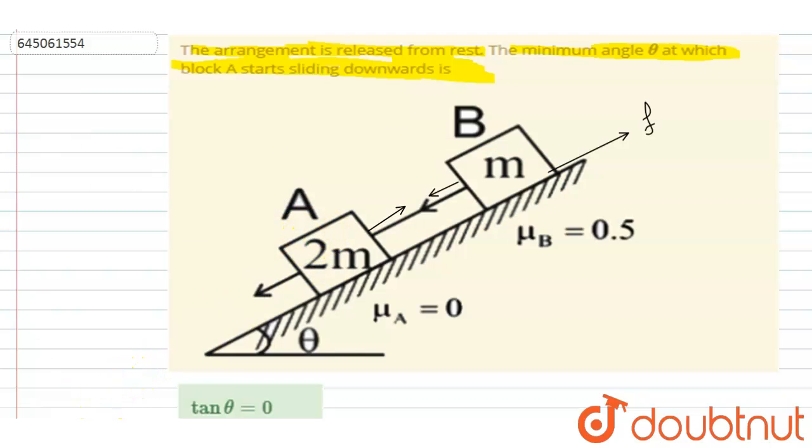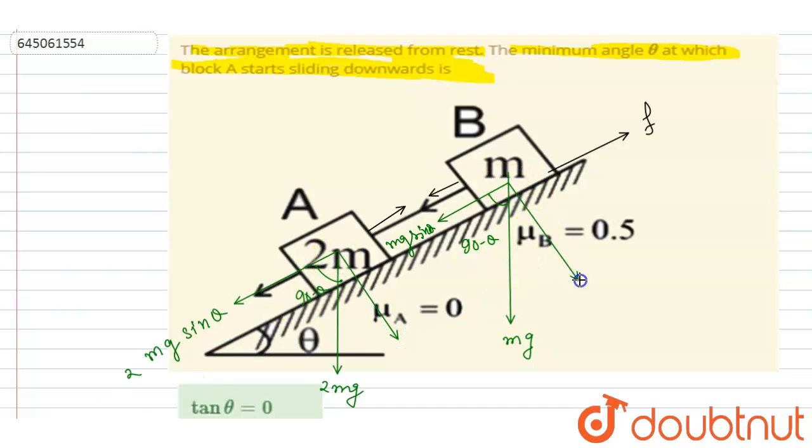The component of mg down the plane: both will experience mg in the downward direction, so along the plane you can break them into components like this. I will write here the downward force is 2 mg. Here it is mg. If this angle is theta, then this will be 90 minus theta, so it will be mg sin theta. This is 90 minus theta again, so it will be again mg. This is 2 mg sin theta, this is mg sin theta. Now the perpendicular components will be mg cos theta and mg cos theta like this.